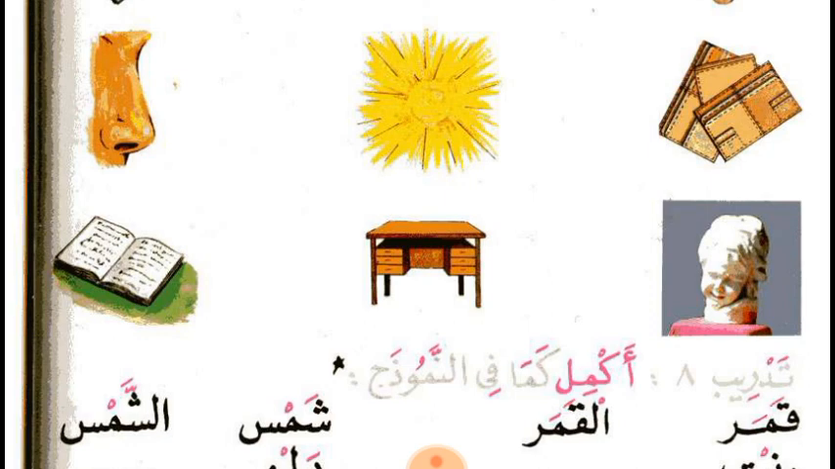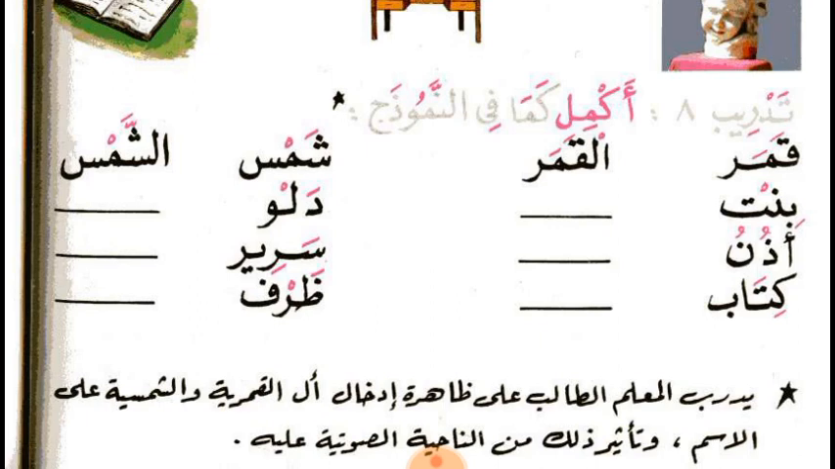Maktabatun, the desk. Maktabun. Kitabun, the book. Okay. Then the eighth exercise: complete as in the example. These are Huruf Qamariya and Huruf Shamsiya. You already studied these in the book Duroos Lughat al-Arabiya. So just read this, keeping the rules of Huruf Qamariya and Huruf Shamsiya. Bintun, al-bint. Udhunun, al-udhun. Kitabun, al-kitab. Dalun, ad-dal. Sarirun, as-sarir. Dharfun, adh-dharf. Okay.